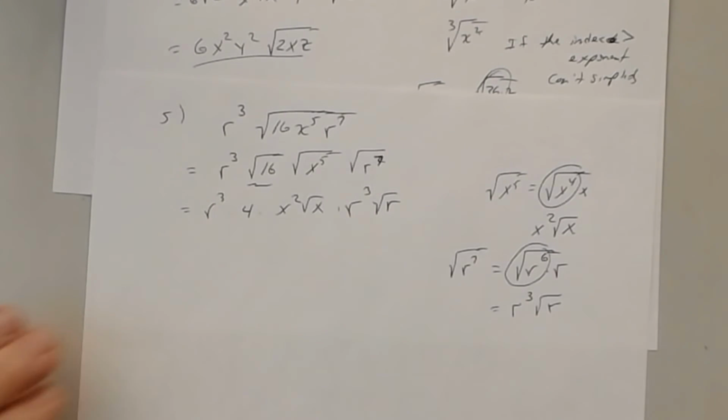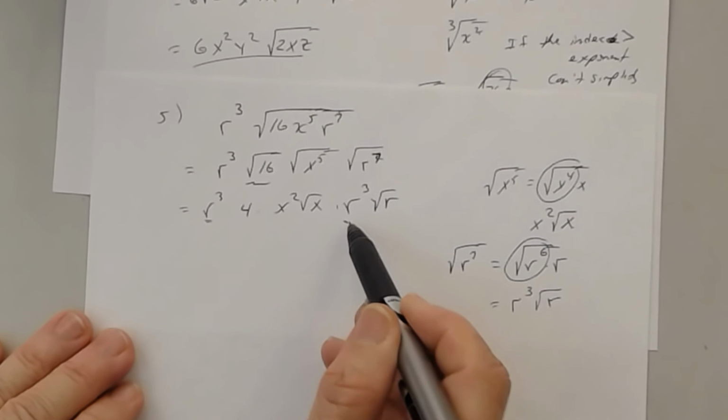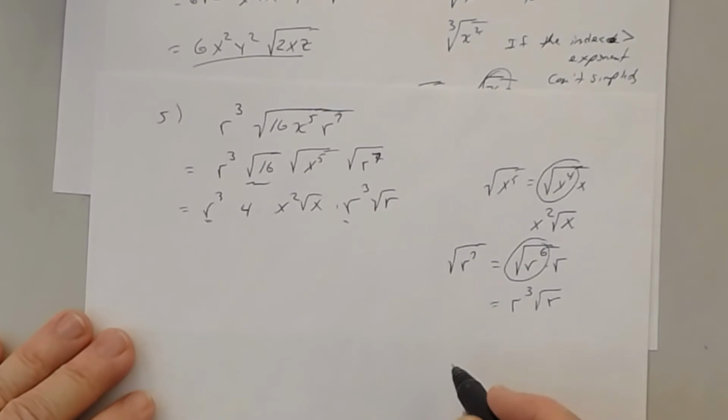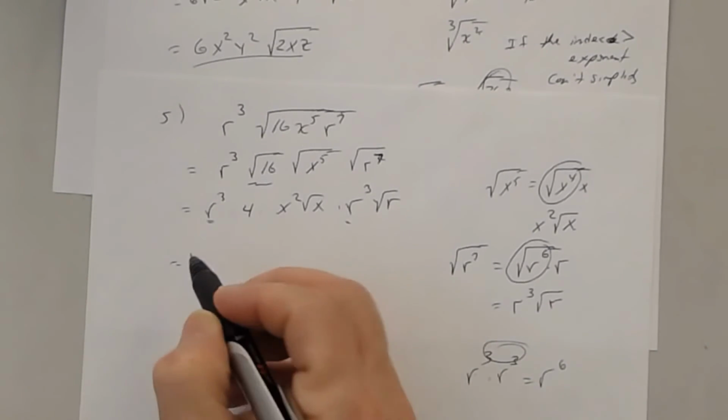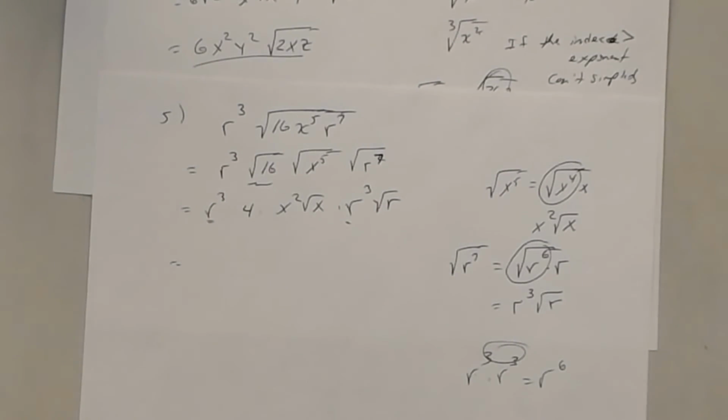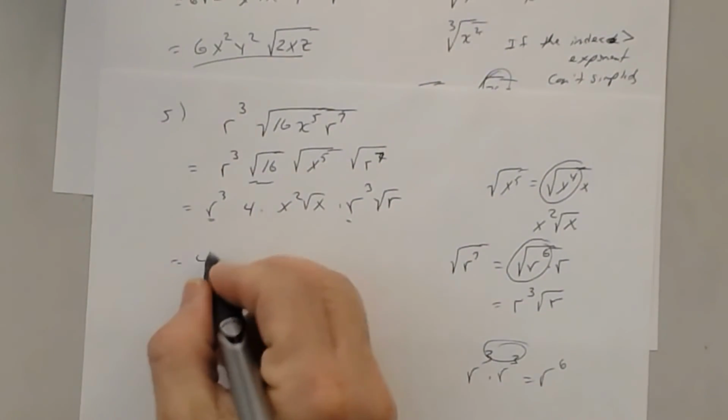So r cubed times r cubed, right? So remember, you learned a property that says that when you multiply like bases, you add the exponents. So the product rule. So you multiply like bases, you add exponents. That's r to the 6. And let's go ahead and put them in alphabetical order. So you're going to put the 4 first, though, and you're going to say what?